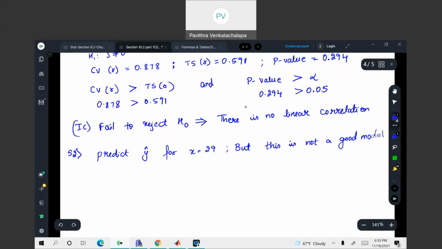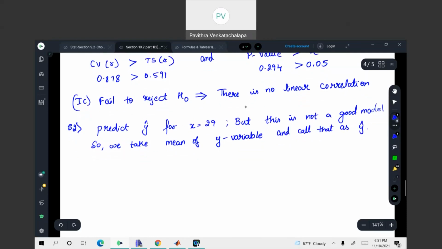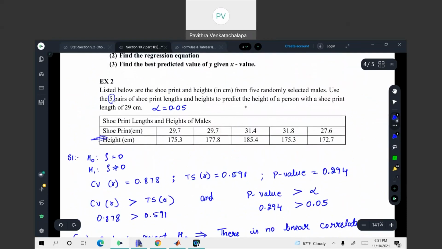Okay, so what do we do? We take the mean of the y variable and call that y cap. Got it? So now go back to the column here. Now take a mean of this. That means you're going to add all these values and divide by the number of values present there, which is 5, right?